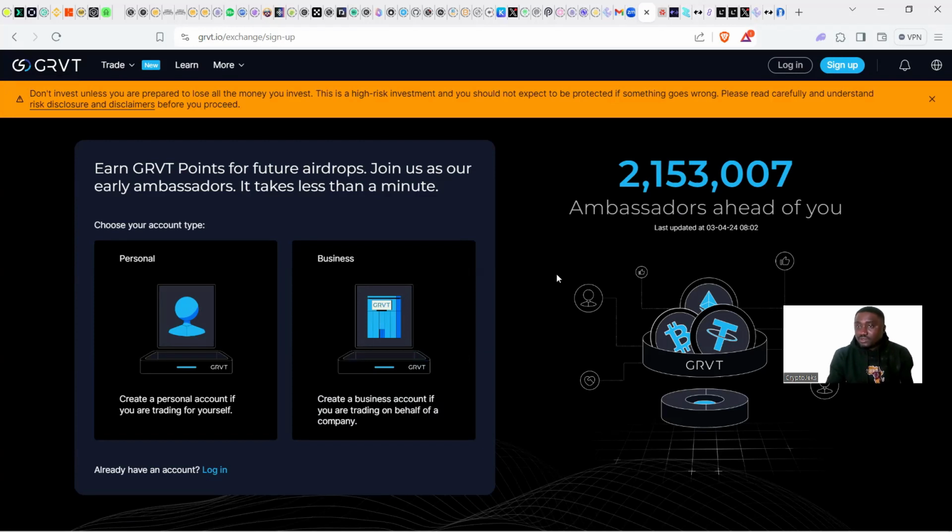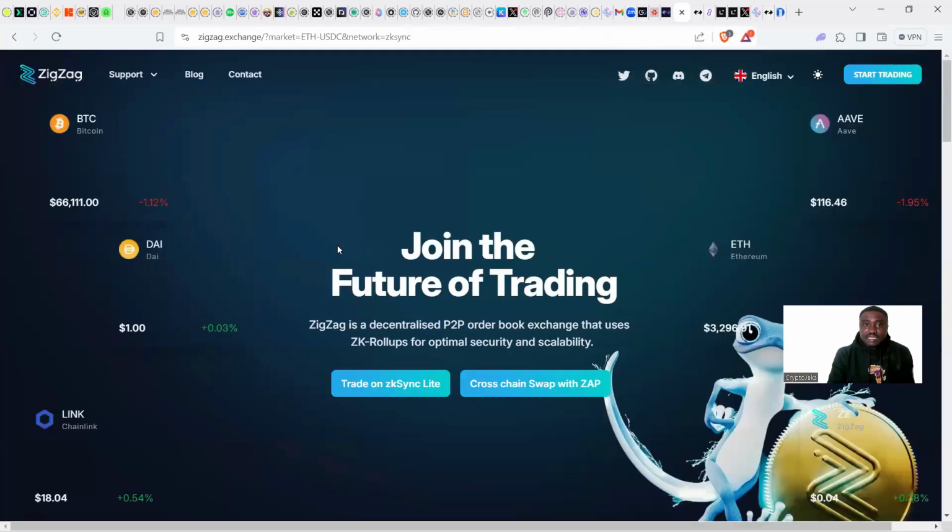The next one we're going to be looking at is this project known as Zksync.exchange. Zigzag is the only project launched on Zksync Lite. Zksync Lite is the first version of Zksync before they upgraded to the testnet version, before they upgraded to Zksync Era itself.